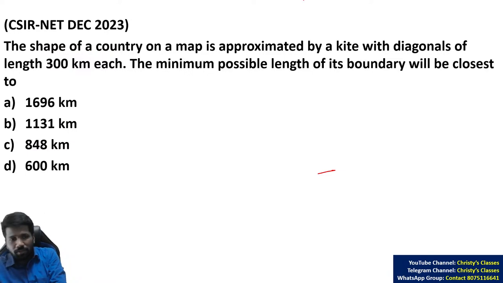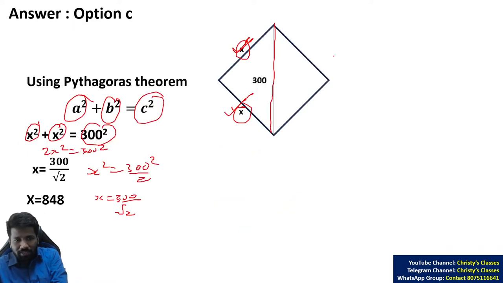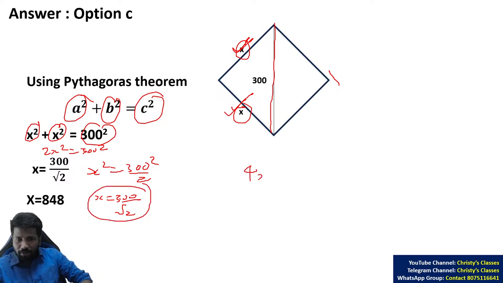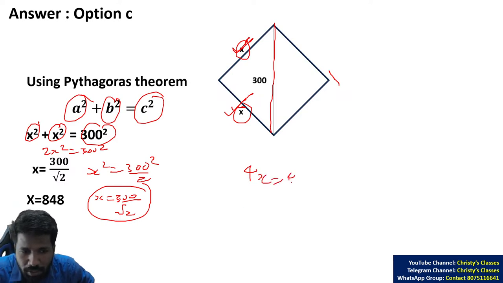Minimum possible length of its boundary means it is not x, it is 4x. X ka value ye hai, so you need 4x value. 4x value is what we need. 4x value matlab 4 times 300 into root 2.